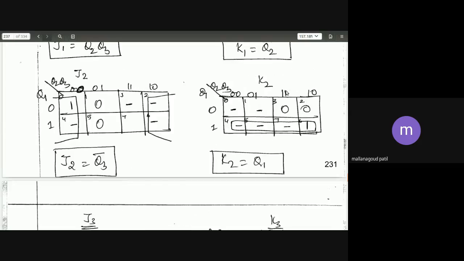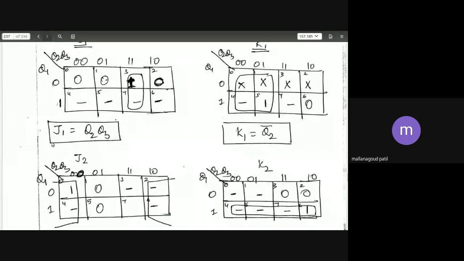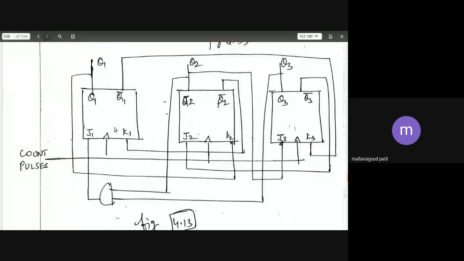Now you see here. First one I will take. What is my J1? Q2, Q3. J1 is Q2, Q3. See here. One input of the AND gate is Q2 and the other is Q3. What is the output of the AND gate? J1. That you can connect to J1. What is K1? See, my cursor, you can concentrate. K1 line you can concentrate here. Where is it connected? Q2 bar.